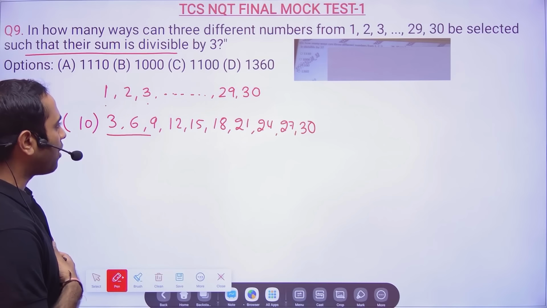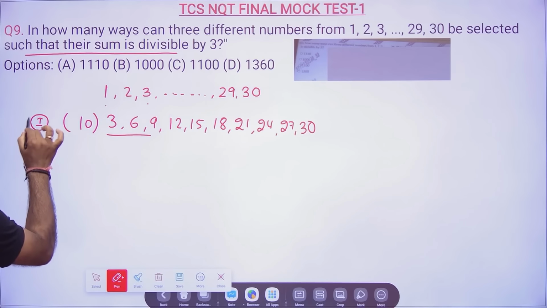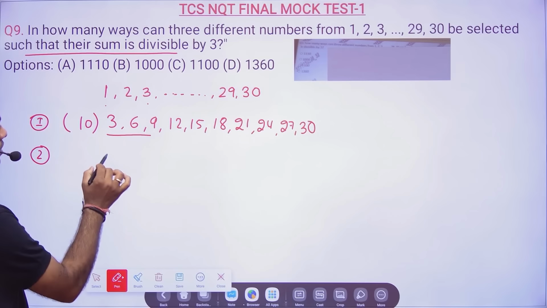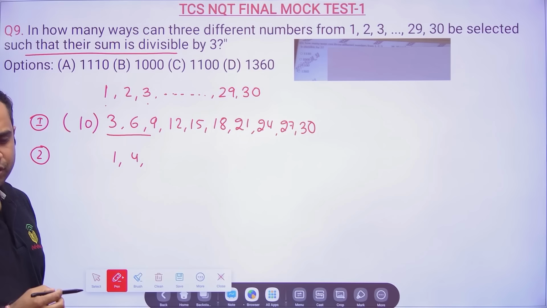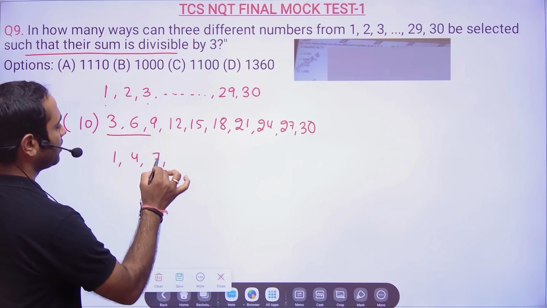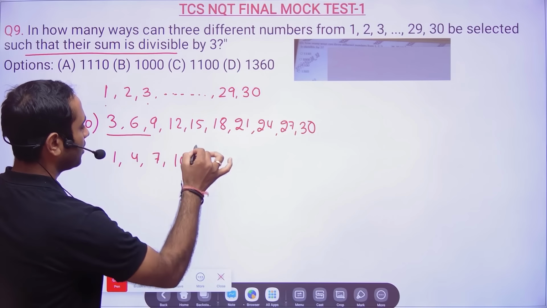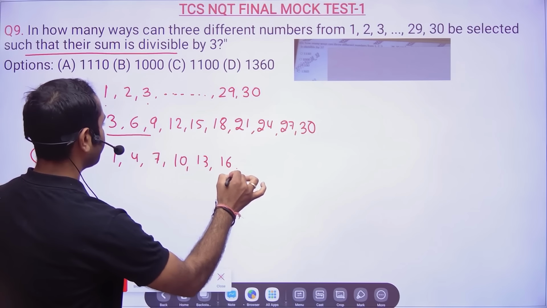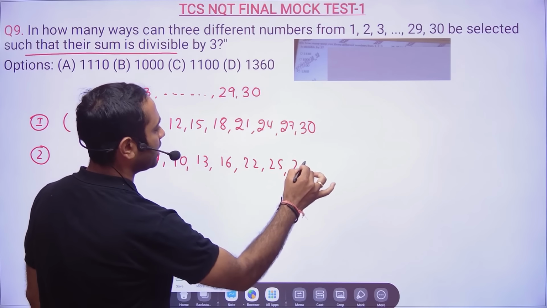Right? Okay. So now the second condition. So this is one of my cases. Now my second case, what can happen. I'm going to take the numbers which give a remainder of 1. So 1, 4, 7, 10, and then 13, then 16, then 22, then 25, then 28.